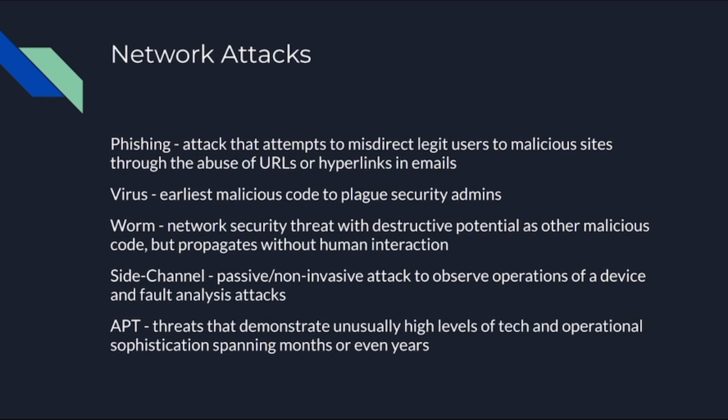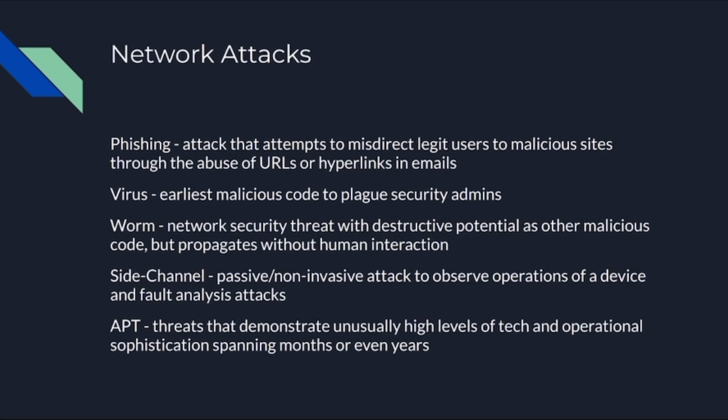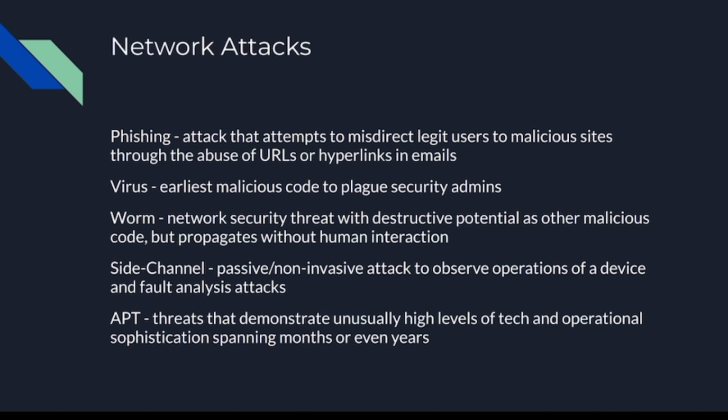An on-path attack is an attack where you place yourself between 2 devices to intercept or modify info intended for both endpoints. Phishing is a very common attack that attempts to misdirect legitimate users to malicious sites through the abuse of URLs or hyperlinks in emails. Side channels are passive, non-invasive attacks to observe operations of a device, and fault analysis attacks. APT is threats that demonstrate unusually high levels of technology and operational sophistication spanning months or even years.